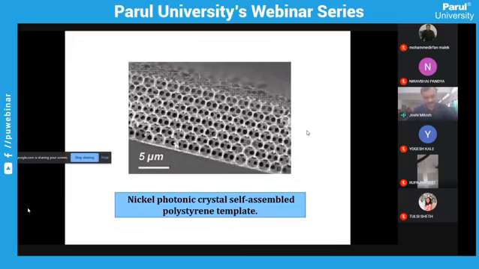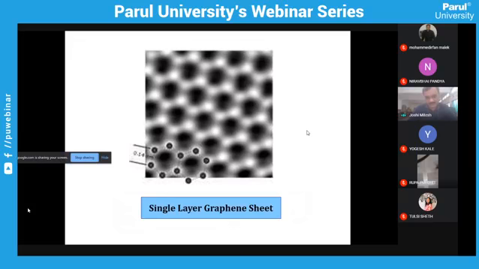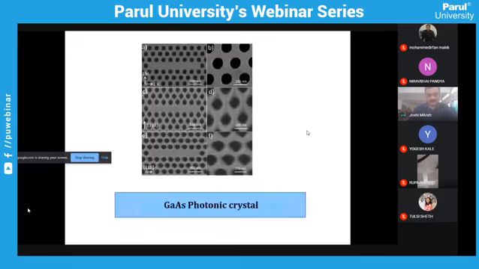Nowadays, this is also going on largely, where you can dope some materials with different materials. Here, nickel photonic crystals, self-embedded in a polystyrene template are there. This is of 5 micrometer size. The same with the graphene sheet, where you can identify the actual bonds between the atoms, and the size of those bonds also you can identify, and you can have the size of atoms. Same, gallium arsenide photonic structures are there.